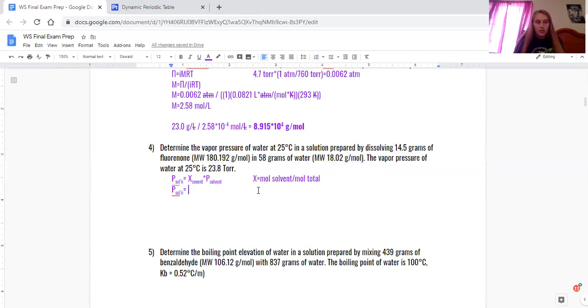So whenever we solve this, we're going to have x equals our moles of water. So we're going to have 3.219 moles of water divided by our 3.219 moles of water plus, when we solve out for the fluorine, we end up with 0.0805 moles of that.